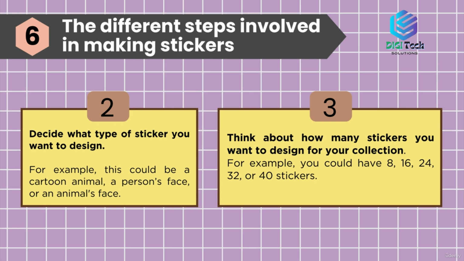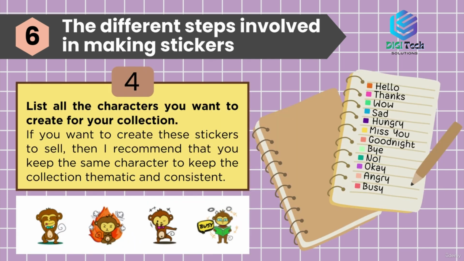The next step is to decide what type of sticker you want to design. For example, this could be a cartoon animal, a person's face, or an animal's face. Then you want to think about how many stickers you want to design for your collection. For example, you could have 8, 16, 24, 32, or 40 stickers.